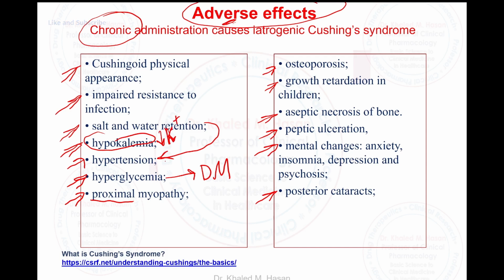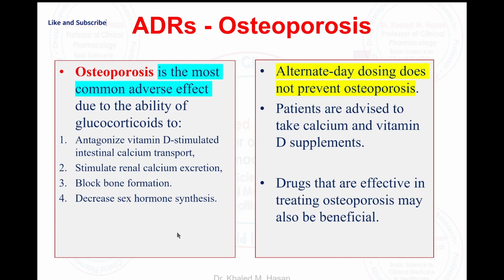Hypokalemia, decreased level of potassium in the blood. Okay, hypertension, hyperglycemia. So we need to remember all these side effects. I'm going to focus on some important side effects. You can see it in the practice. We already discussed the suppression of the HPA.